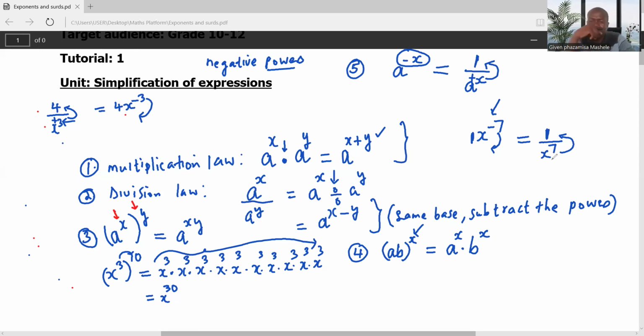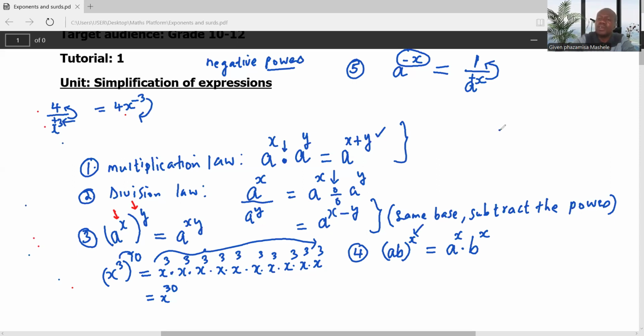For example, if we have 2 to the exponent minus 3, it means this will be 1 divided by 2 to the exponent of 3. It's very important to know that. This is when we are dealing with negative exponents, changing them from being negative to positive powers.